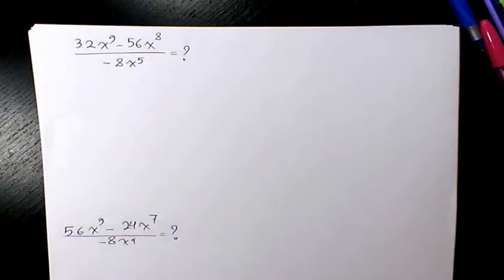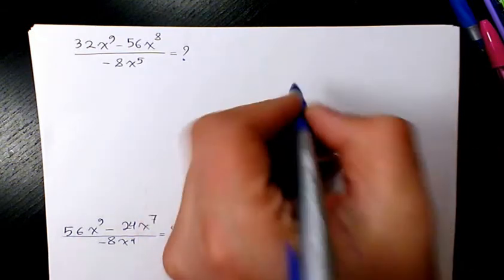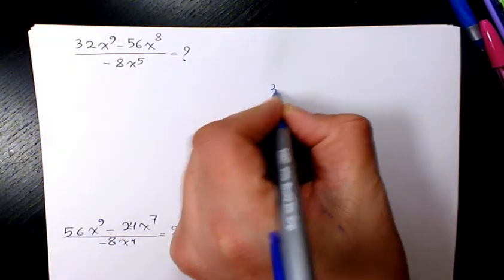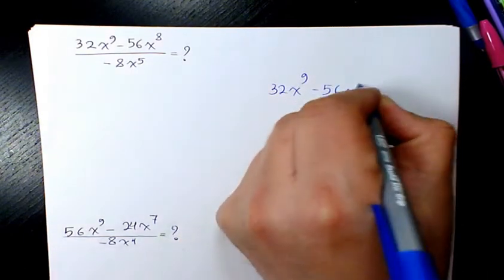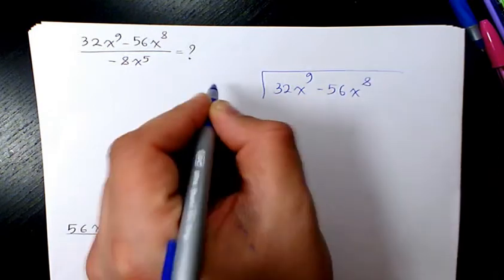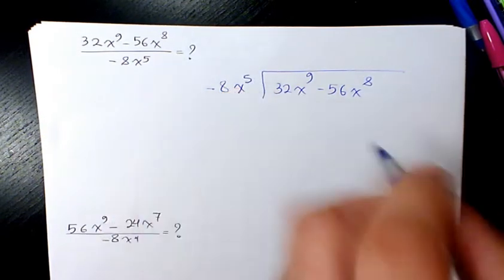Welcome to another video. In this video I want to show you some examples regarding division of polynomials and how to divide polynomials. We're going to use long division. I'm going to start from easier questions toward the more difficult questions. So the first one is going to be 32x to the power of 9 minus 56x to the power of 8 divided by negative 8x to the power of 5.